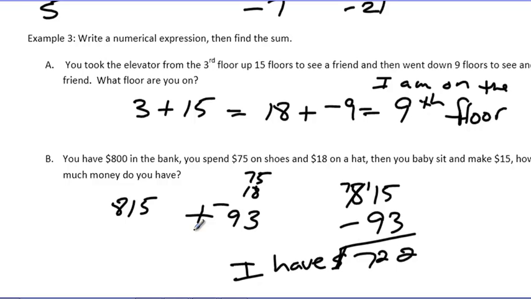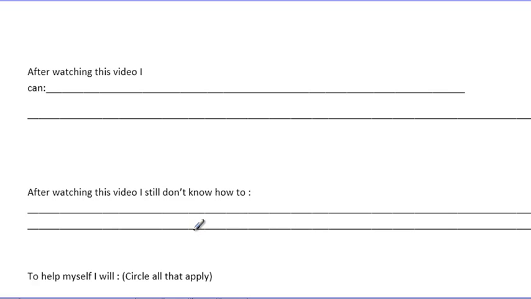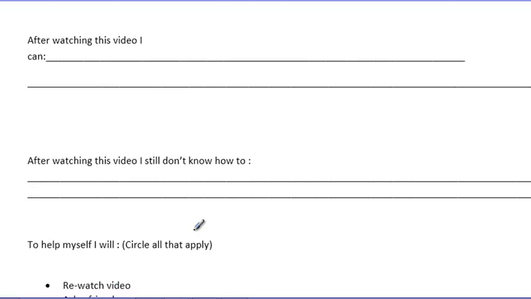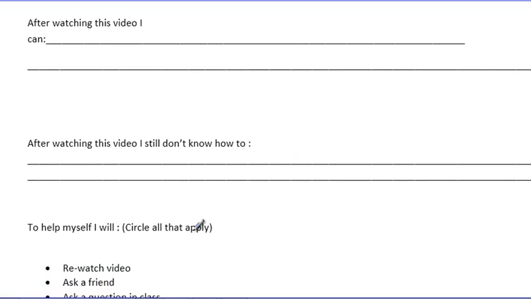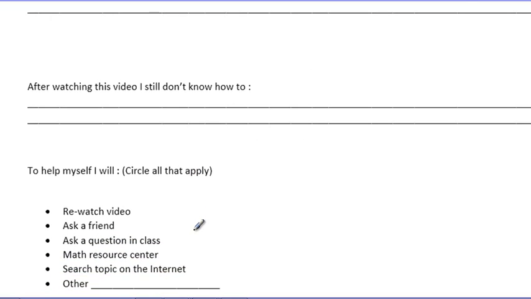All right. Final thing you have to do, keep in mind, always on every video, is you're going to answer the following statements. After watching this video, I now can do, and whatever it is you've learned about this video. Alright? And then after watching this video, I still don't know how to. If you're shaky with the sign rules, or finding absolute value still, write it down, and then again, circle one of the things you're going to do to try to help yourself learn that. See you tomorrow in class.